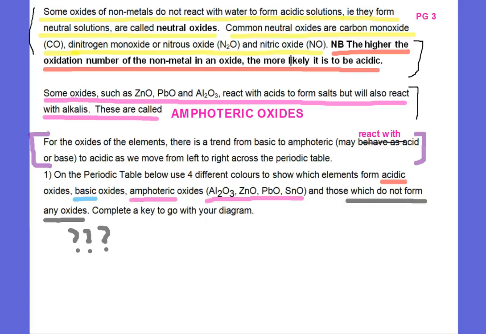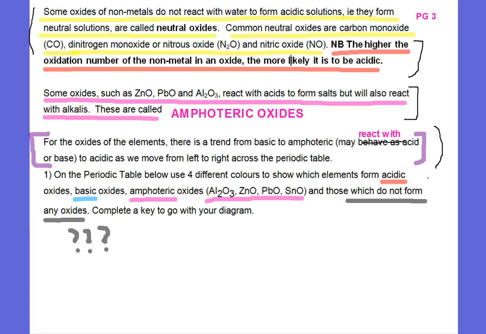You need to know there are a small group of amphoteric metal oxides, and that's just a summary of the trends across the table. Left to right, it goes from basic to amphoteric to acidic oxides. And you've got your first activity to do on this sheet. There's a periodic table in your booklet.